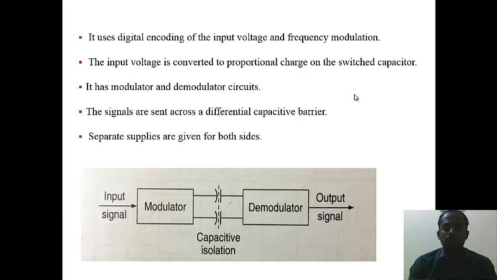The circuit uses a differential capacitor, in which the capacitive voltage of the capacitor provides the isolation. Obviously, since this is an isolation amplifier, the demodulator and modulator parts will be given separate DC to DC converters, and then the output signal will be taken.